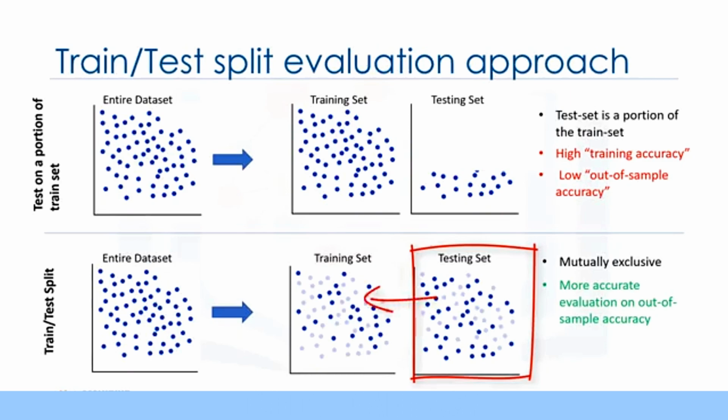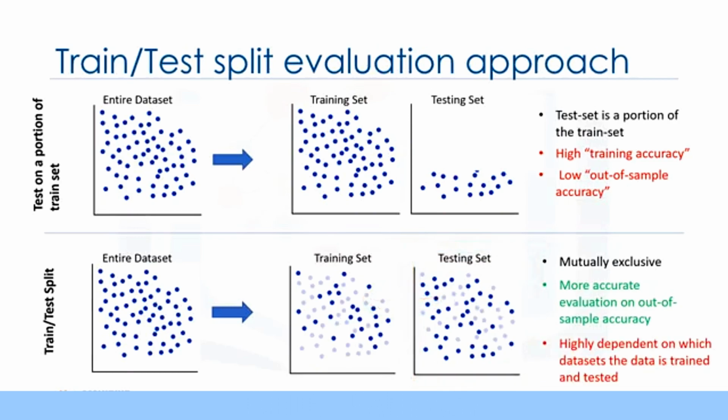However, please ensure that you train your model with the testing set afterwards, as you don't want to lose potentially valuable data. The issue with train-test split is that it's highly dependent on the datasets on which the data was trained and tested. The variation of this causes train-test split to have a better out-of-sample prediction than training and testing on the same dataset, but it still has some problems due to this dependency. Another evaluation model, called k-fold cross-validation, resolves most of these issues.